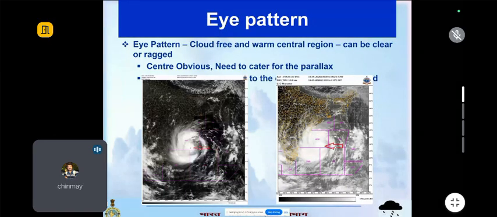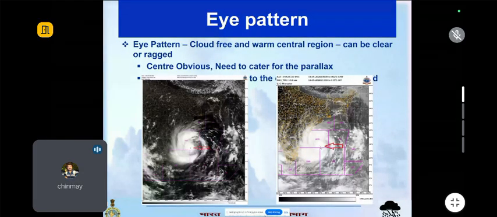So in IR1 you can see there are many cirrus clouds which are getting detected, and in visible, cirrus is not getting detected. That's why it is appearing much clearer. And here you can see the cloud features very well in the visible channel compared to the IR1 channel.